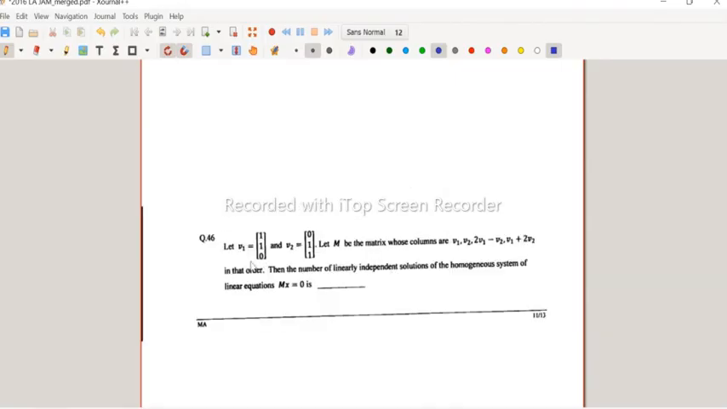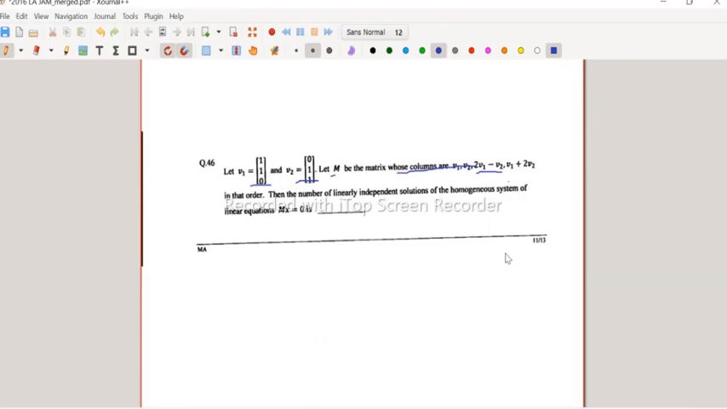Okay, this matrix, so suppose they give in this problem v1 equal to this, v2 equal to this, and then the matrix whose columns are v1, v2, 2v1 minus v2, and so on. So that means what? It's a 4 by 4 matrix. So therefore, M, sorry, 3 by 4 matrix. So M's first column is v1, so that is 1, 1, 0. Now let's say the second column is v2. Therefore, v2 is nothing but 0, 1, 1.